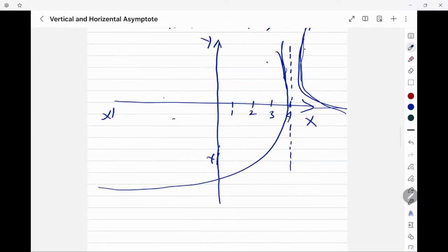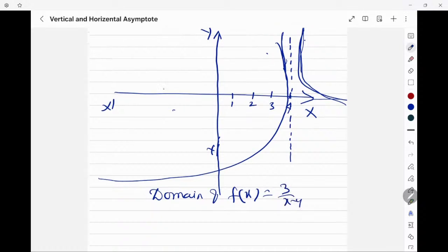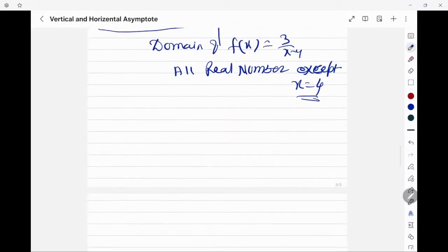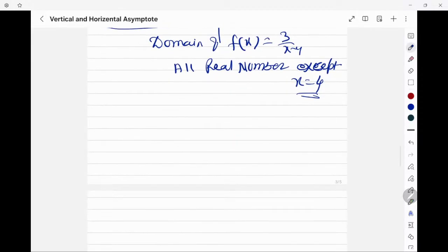The domain of the rational function 3 over x minus 4 is all real numbers except x equals 4. This is the domain: the domain of f(x) is all real numbers except x equals 4.